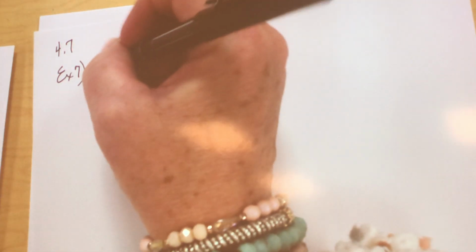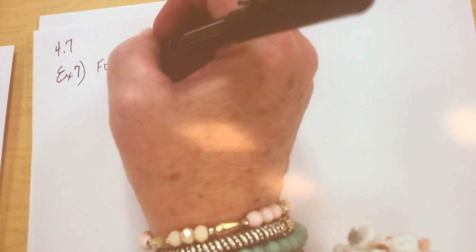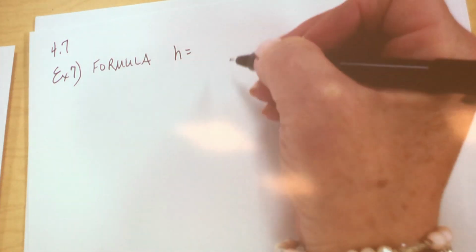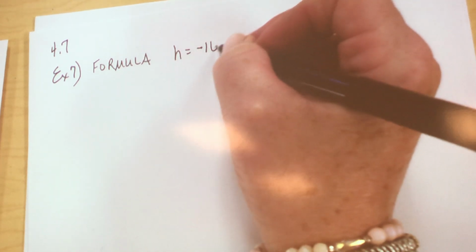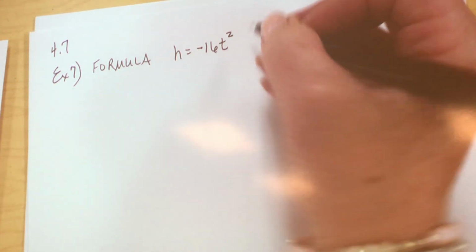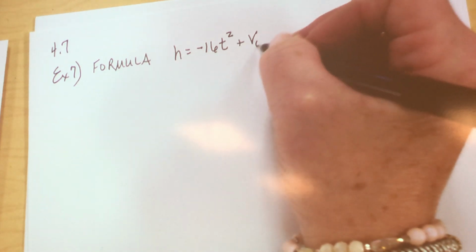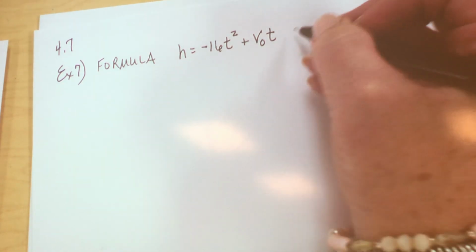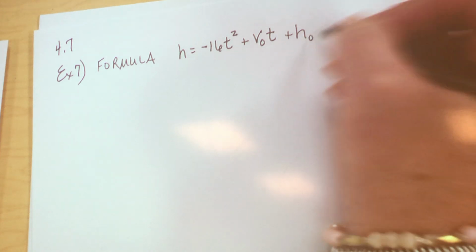So the first thing that I'm going to do is talk about a formula that they give you. We see this quite a lot, and we use it in a lot of word problems, okay? So the formula is h is equal to negative 16t squared plus v sub o t plus h sub o.